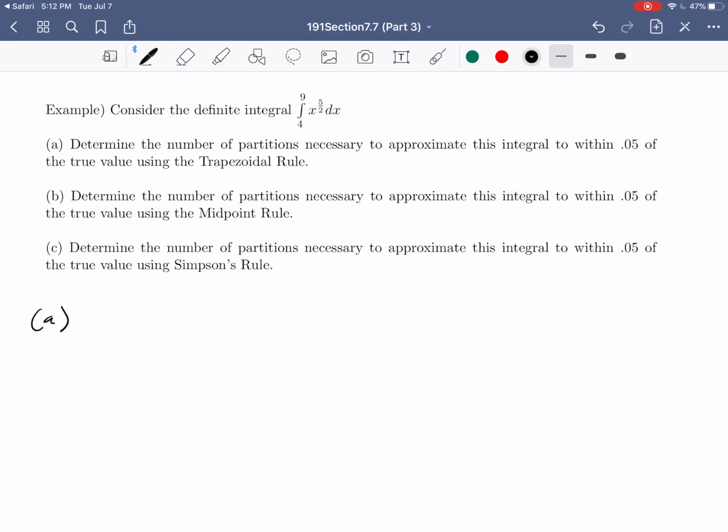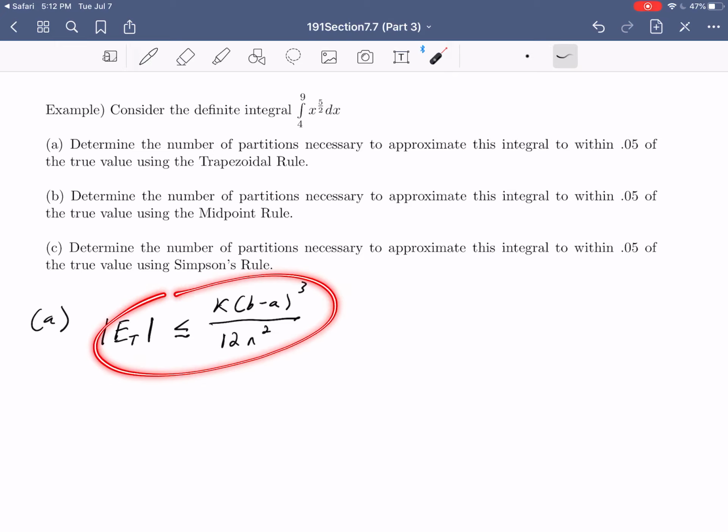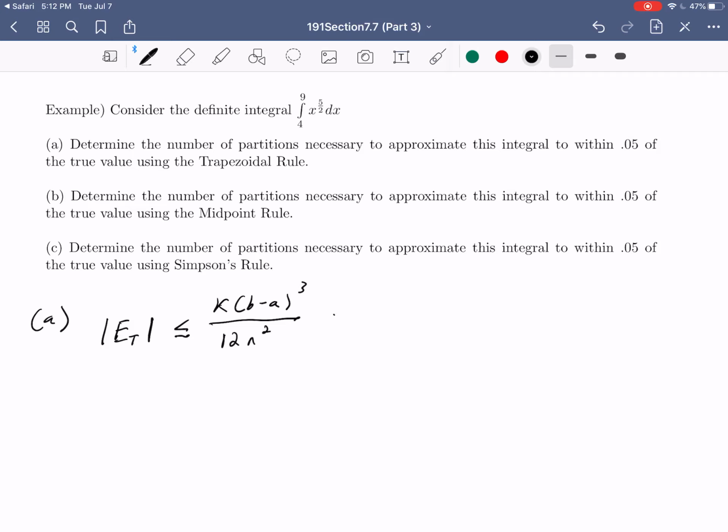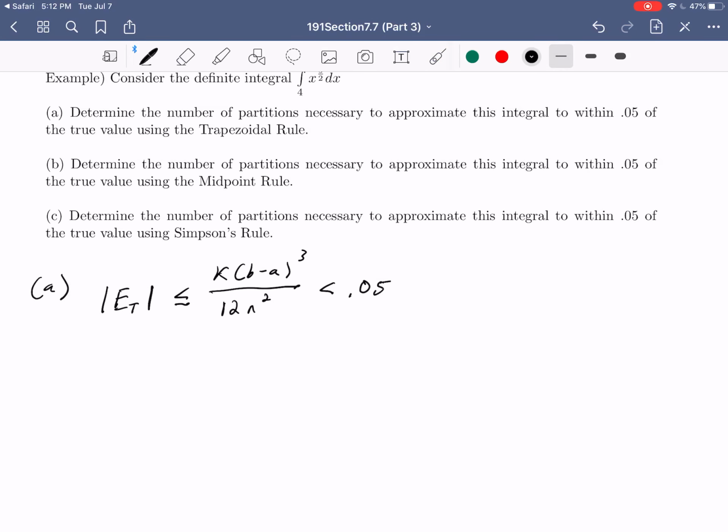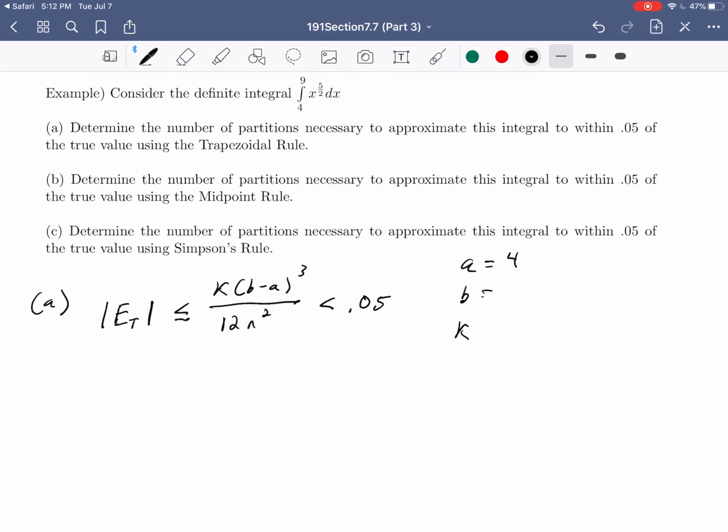So for A, we're going to use our error-bound formula for the trapezoidal rule, which says that the error is less than k times (b minus a) cubed over 12n squared. So that's our trapezoidal rule formula. And of course, we want that to be less than 0.05 because we want to make sure that we're within 0.05. Okay, so let's think about what we know here. We're going to need to figure out our a, b, and k to plug into this. Of course, we know the a and b. The a is 4 and the b is 9 here, but we're going to need to determine this k.